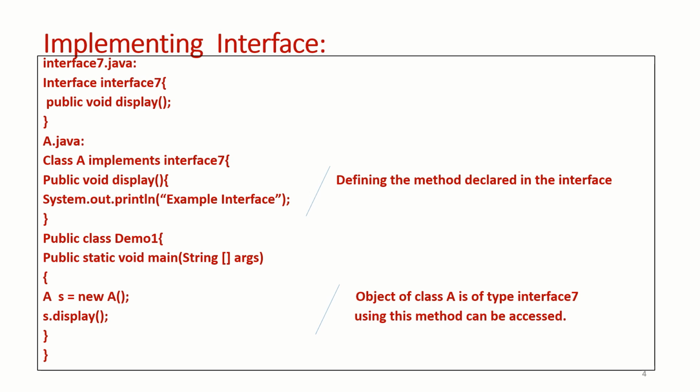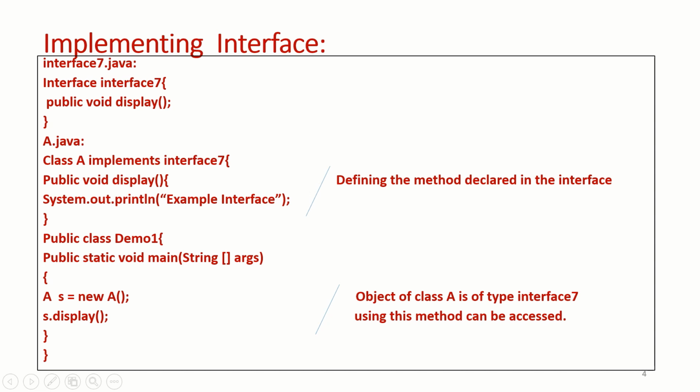Here we will see the example for the interface. Here the name of the interface is interface 7. So here we have specified the method signature. The name of the method is display. Here we can see a class. The name of the class is A. Here the class A implements interface 7.